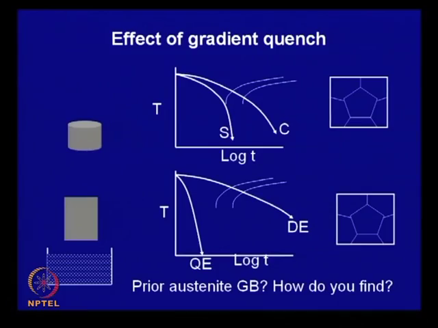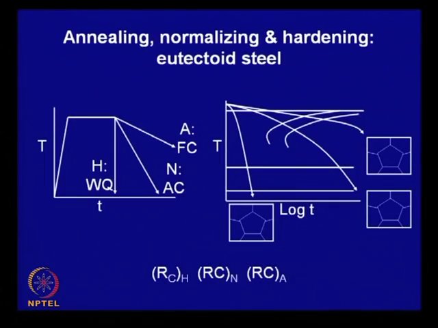So, therefore, what it means is that the austenite grain size can be controlled by controlling the austenitization process. And in fact, the first stage of any heat treatment is the process of austenitization, which is shown here. This is austenitization. See, all annealing, normalizing, hardening of an eutectoid steel: heat it to above the eutectoid temperature, cool differently, and these are the structures, and I will leave it to you to draw the microstructure.